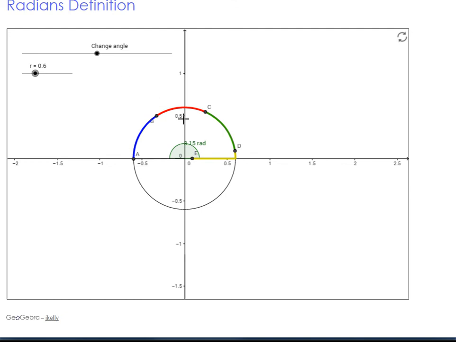So radians are a way to measure distance around the edge of the circle. 1 radian is 1 radius. That's true for any circle of any radius. And if I go pi radians around any circle, I have gone halfway around, or 180 degrees.